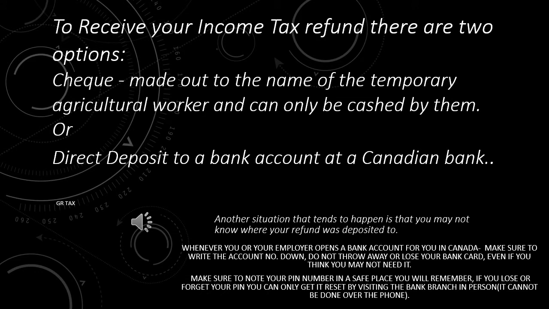To receive your income tax refund, there are two options. Check, made out to the name of the temporary agricultural worker and can only be cashed by them, or direct deposit to a bank account at a Canadian bank.